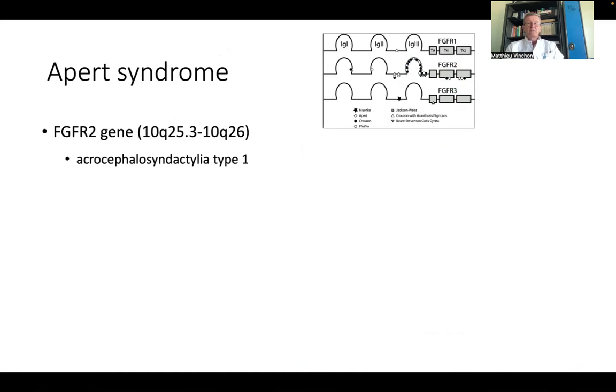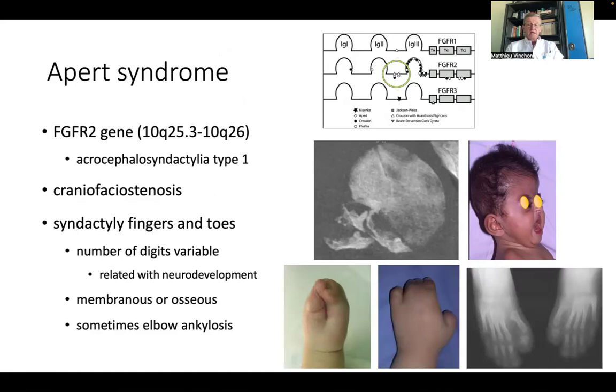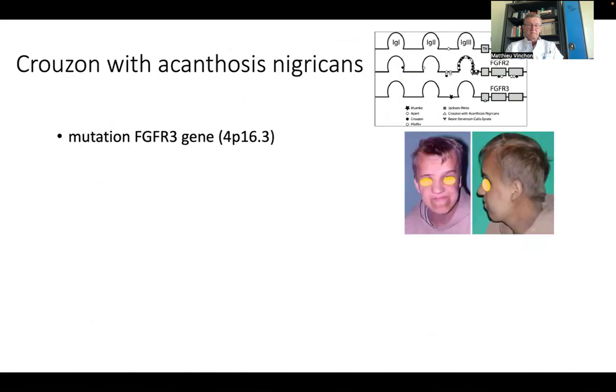Now we have the Apert syndrome, which is associated with other mutations of the FGFR2 gene, which has the same sort of craniofaciosynostosis, which can be diagnosed prenatally, and in this case it was very severe and not viable. And the severity of the Apert syndrome is associated with synostosis, which can be very severe, as seen on the left, and it can be membranous or osseous, and sometimes associated with elbow or knee ankylosis. So, it impacts the neurodevelopment of the child.